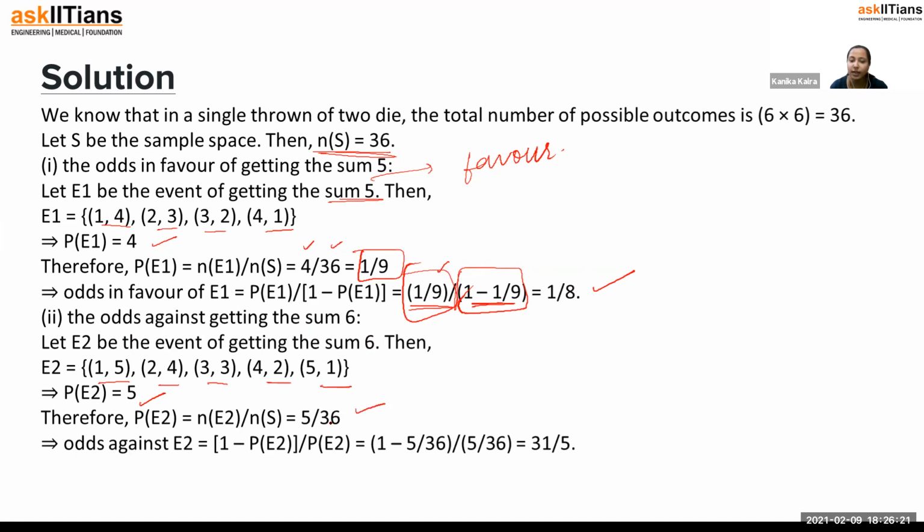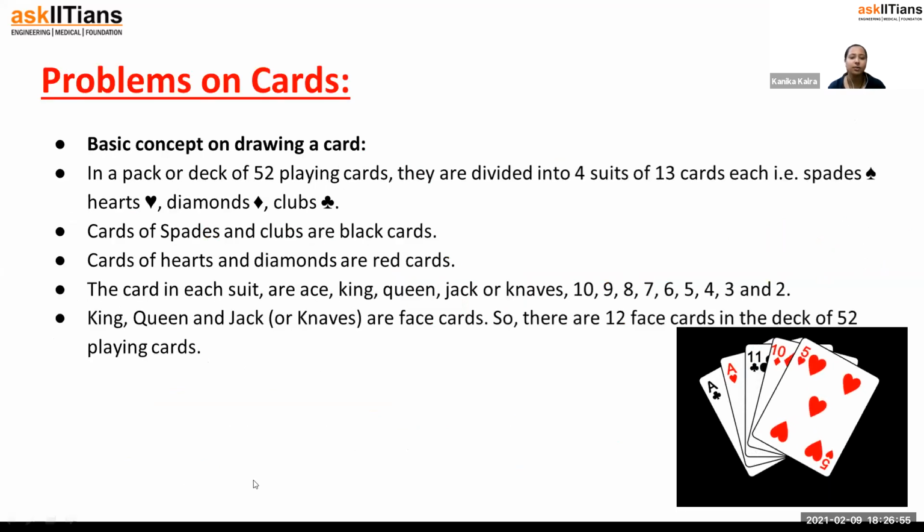You have to find it out in against. So against would be not E2. I told you in the previous slides that P(E) plus P(not E) is equal to 1. Sum of probabilities is always 1, right? So we have to find out odds against E2. So it would be 1 minus probability of E2. So it would be 1 minus 5 over 36 divided by 5 over 36, and you get this as the answer. I hope the question is clear. Now let's move further. Now we will be talking about the cards.